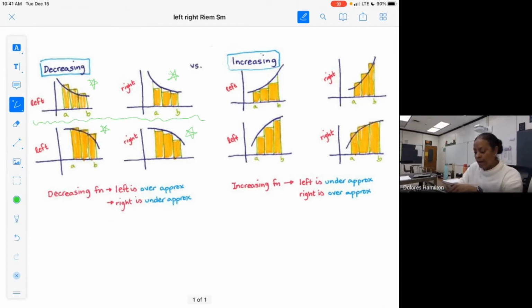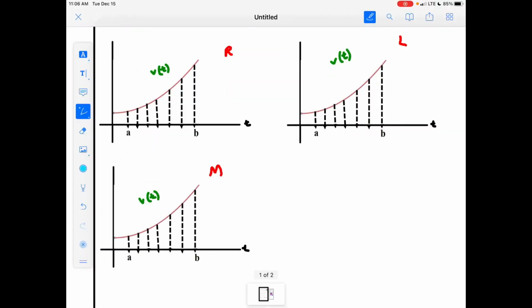So you'll see that right here. The two ways a function can increase are either concave up or concave down. In both scenarios, we identify that the left-hand approximation, if our function is increasing, is an under approximation. Whereas with our right-hand approximation, if our function is increasing, our right is going to be an over approximation. So let's break down how some of our Riemann sums are evaluated.